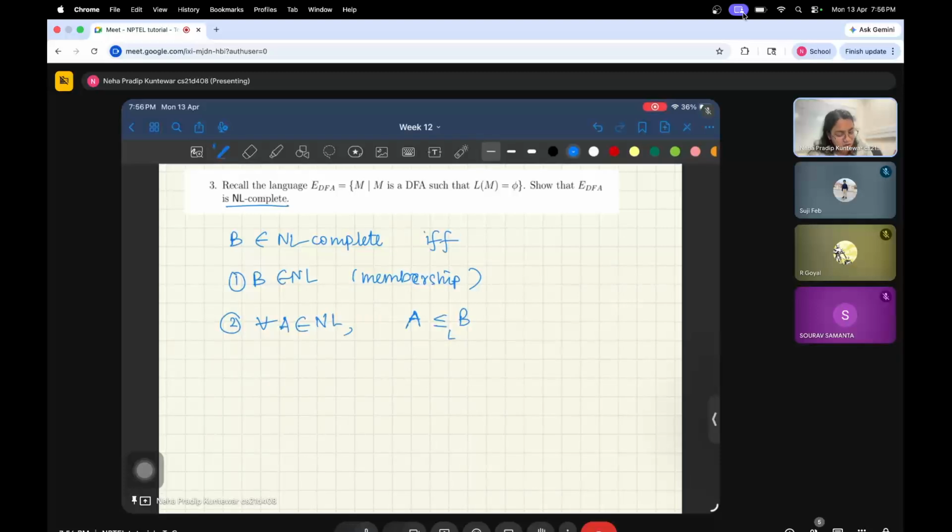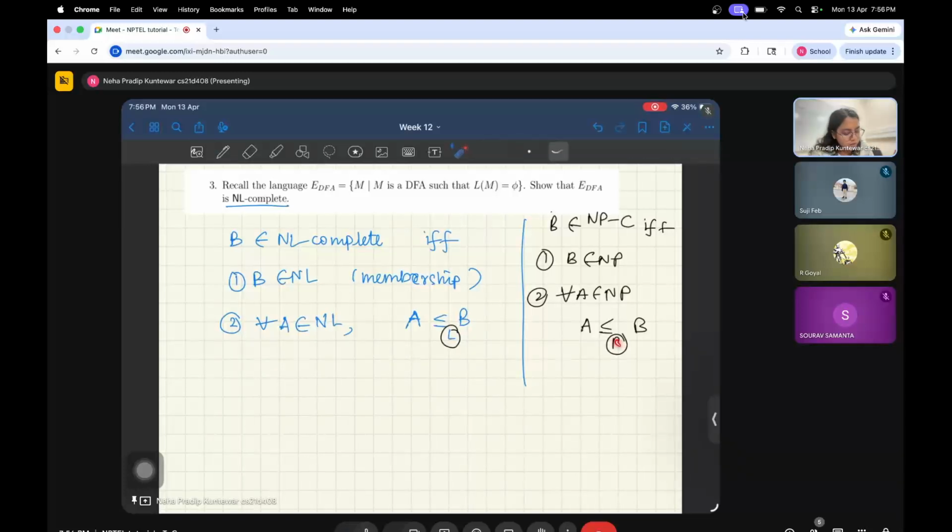So in this case, we are allowing the reduction to happen in log space. Earlier, for NP, just to contrast, you say L is NP complete if and only if B is in NP and for all A in NP, A reduces to B, but there you had the complexity class P, whereas here you have L. So it's always something potentially smaller than the class that you are concerned about.